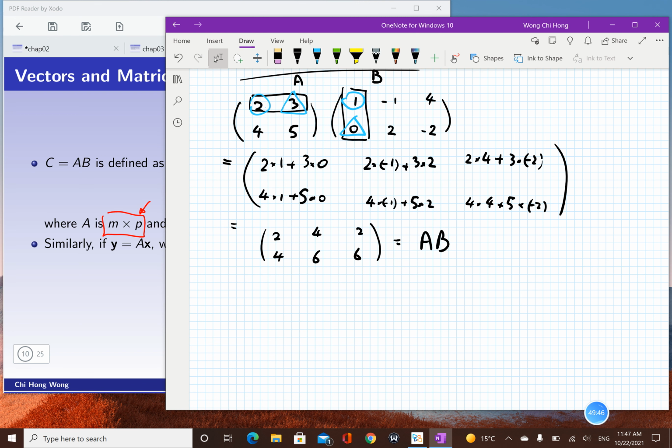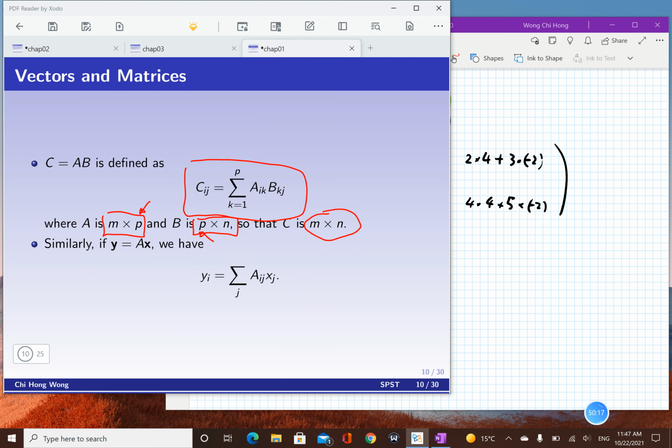If you want a 2, 3 entry, for instance, that is this one here, second row, third column. What you need to do is take your second row from A and the third column from B. Row 2 multiplies your column 3, and you just multiply each of these corresponding numbers and add them together. That's what this expression really means. So nothing to worry about. It looks ugly, yes, I know that.